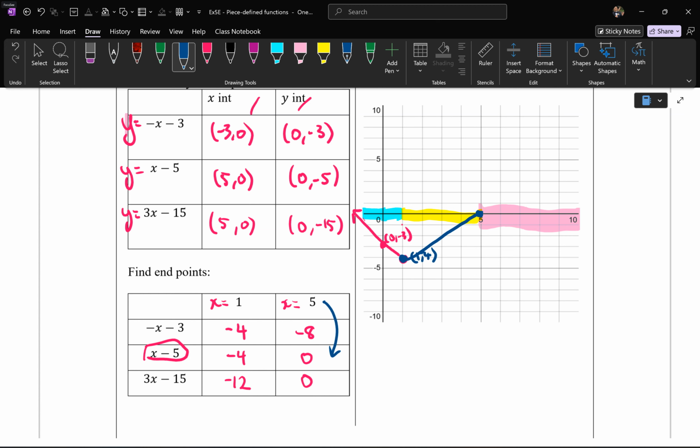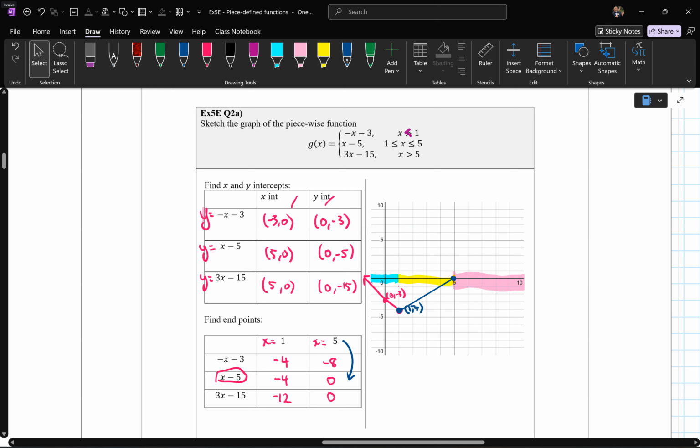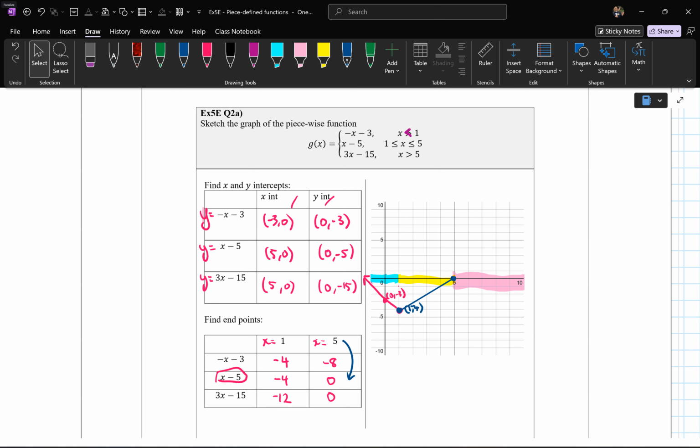So I now have this line. So that's your line for x minus 5. And then for your last line, 3x minus 15, at x equals 1, we didn't need because it's not part of the domain. Remember, the domain says that x has to be greater than 5, so this value is not needed. But the value at 5, it's at 0.